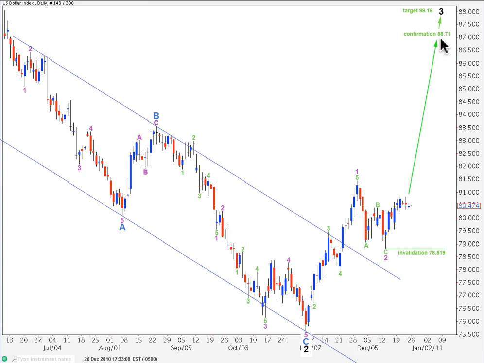This wave count will be confirmed when we see price movement above 88.71. That's the high of wave 1 black, which is now just off to the left of the chart because wave 3 black has to move beyond the start of 1.